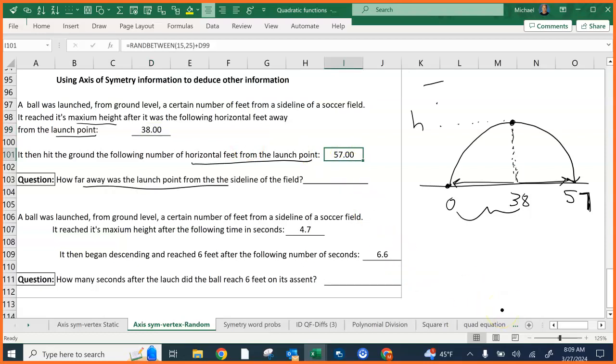How far away was the launch point from the sideline of the field? Well, we're calling the sideline over here, right? We're starting at the beginning because it says it was launched a certain number of feet from a sideline. Oh, wait a minute. That means the sideline is going to be about over there, right? So it's not being launched at the sideline. It's being launched a certain number of feet from the sideline. Okay, so that's a little bit different.